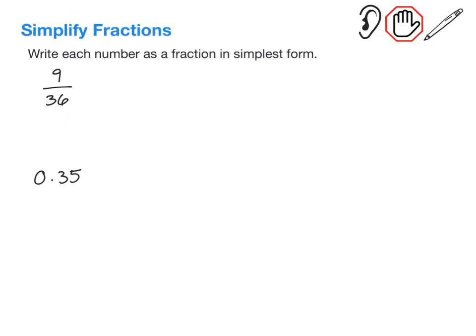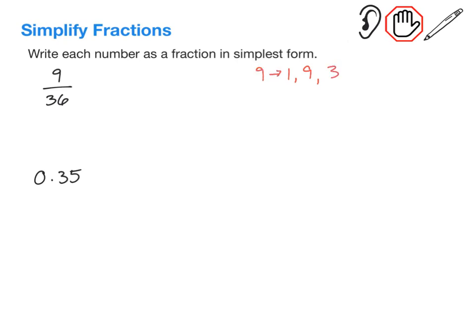Okay, on to our next skill of simplifying fractions. Let's write each number as a fraction in simplest form. So the first thing I'm going to do is look for common factors between the numerator and the denominator. So let me list my common factors of 9 and 36. So I know that my factors of 9 are 1 and 9 and 3. Those are my factors of 9.